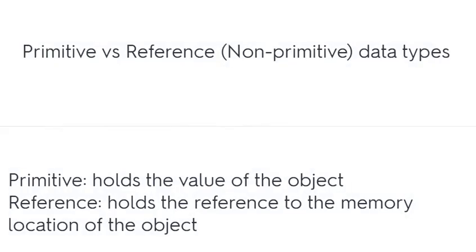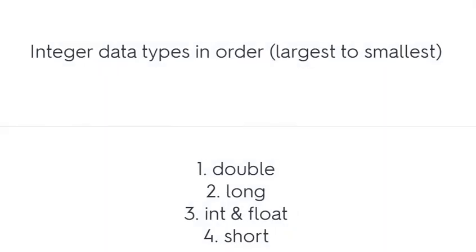Primitive versus reference data types. Primitive holds the value of the object. Reference holds the reference to the memory location of the object. Integer data types in order: 1. double, 2. long, 3. int, and 4. short.